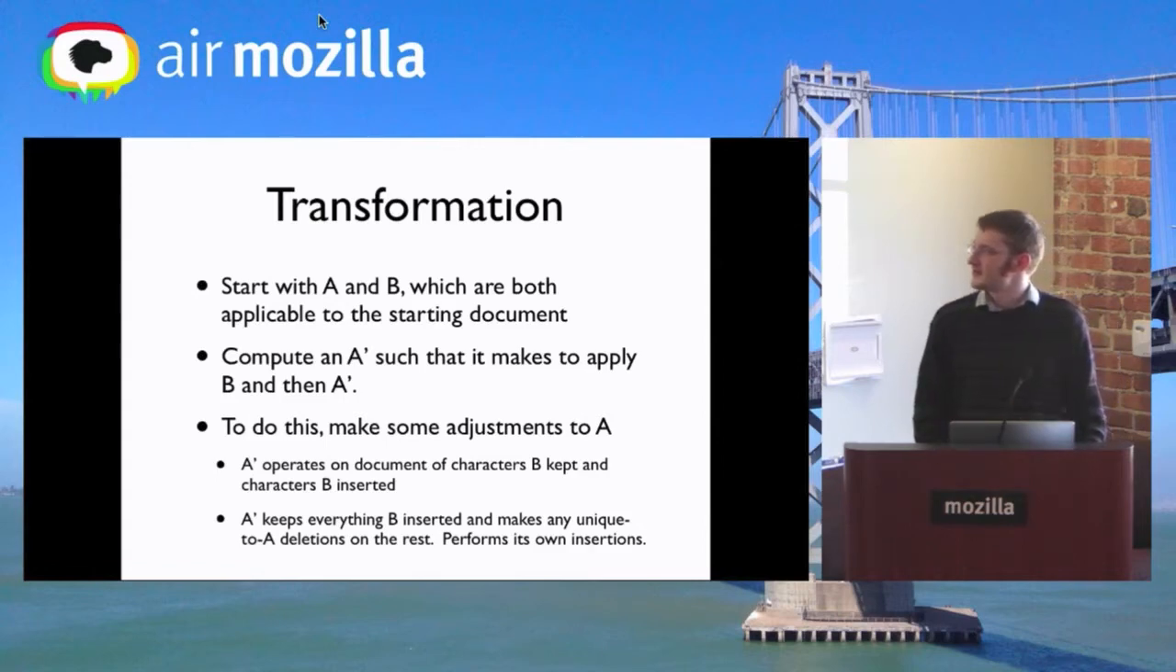So you can think of the transformed operation that you're trying to generate, A prime, operating on a document of characters that either B kept or B inserted. If you're looking at the document that the operation spit out, all those characters were either kept or inserted by B. So you want to keep everything that B inserted, and then among the things that B kept, you want to delete some of them, which are basically the ones that A had to delete that weren't already deleted. So I don't know if that made perfect sense, but basically, if you think about what's happening, you can kind of work out from that description how it should work.